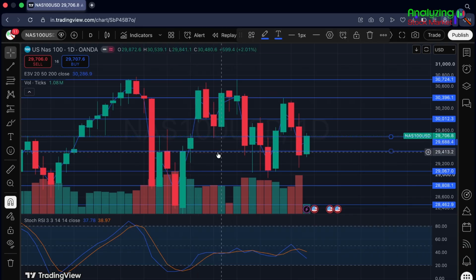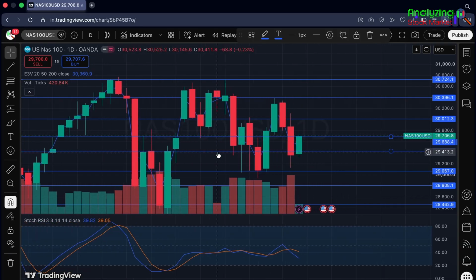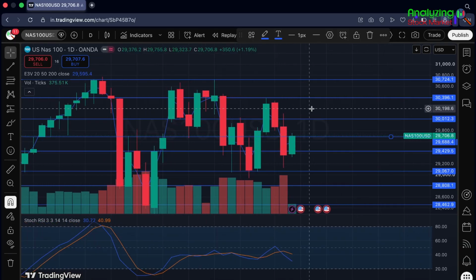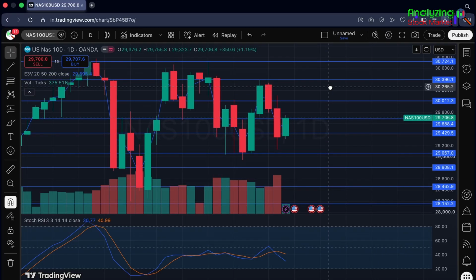So here, some important support zones and resistance zones were already marked. Currently, we don't need to mark any new levels. I have already given some markings at this level as well. So you do mark this level on your chart as well.